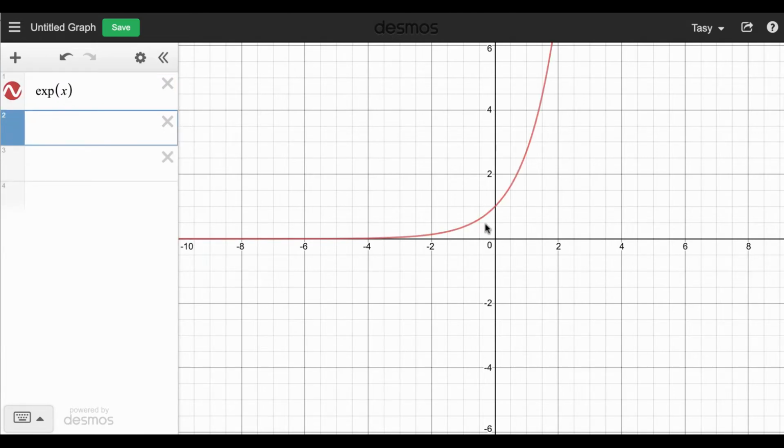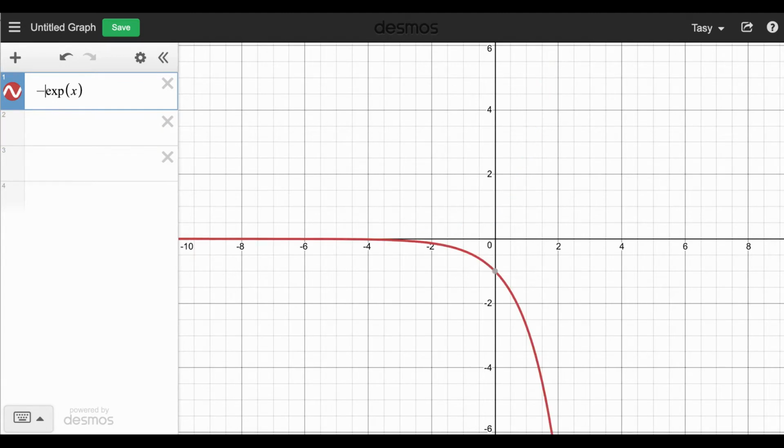Okay, so this is generally what we expect. It's an increasing function. It has a y-intercept at (0, 1). If I make that negative, we notice that now our function flips downward. So instead of having the y-intercept at (0, 1), it's now at (0, negative 1).